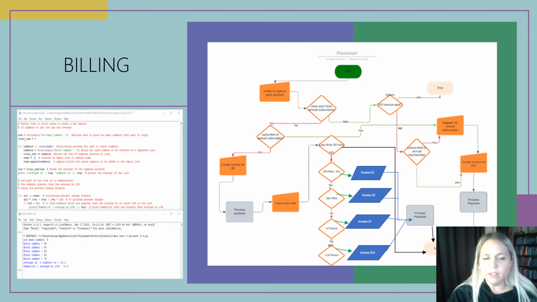The billing schema is part of our Python application within our SSA, our Salesforce.